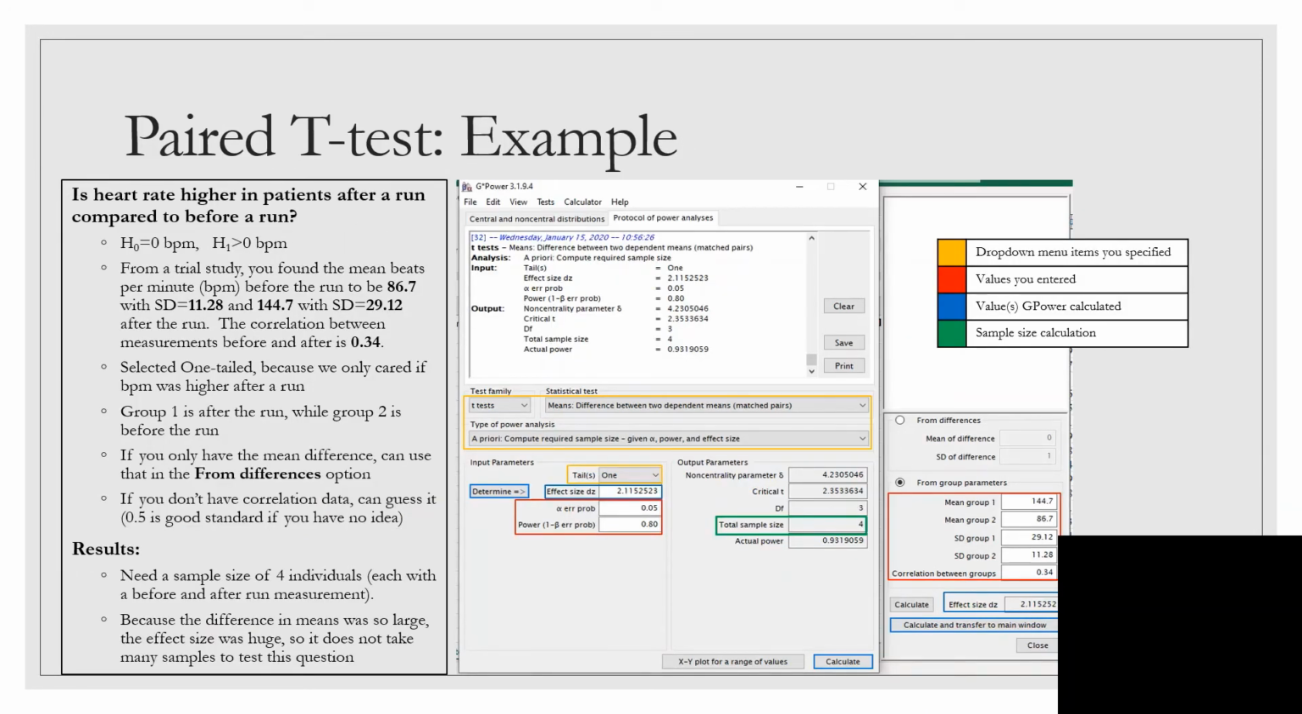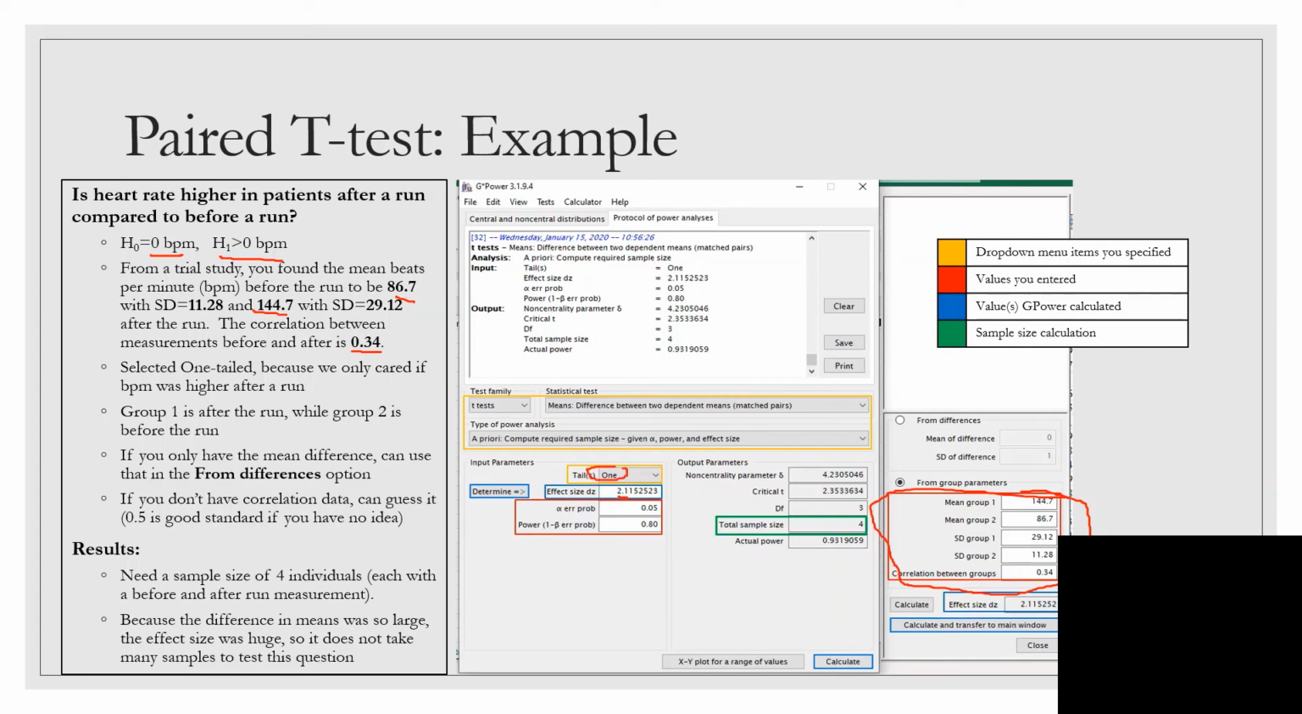Is heart rate higher in patients after a run compared to before a run? The null here would be there is no difference, so the mean difference is 0, whereas the alternative is that it's higher than 0. I get trial data to get means and standard deviations, and also a correlation of 0.34. Enter all that into the group parameters to get a large effect size, and I put a single tail.